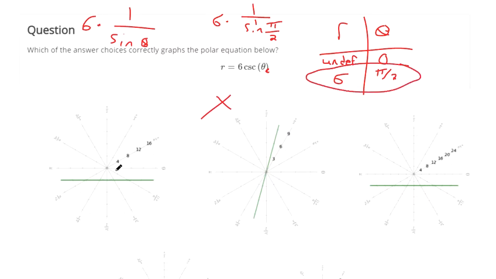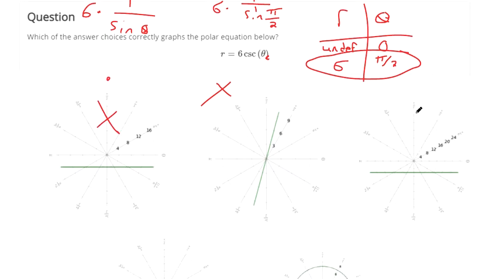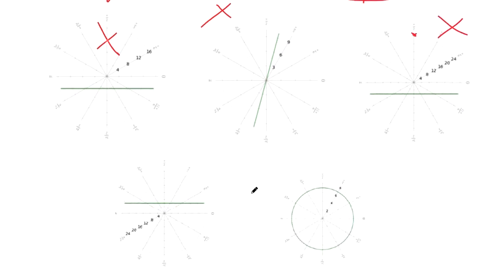So let's do another one. Pi over 2 is 90 degrees. Should have a dot up here at 6. That's not going to be part of our graph, so that's not it. Pi over 2, there's a dot here. That's not our graph.